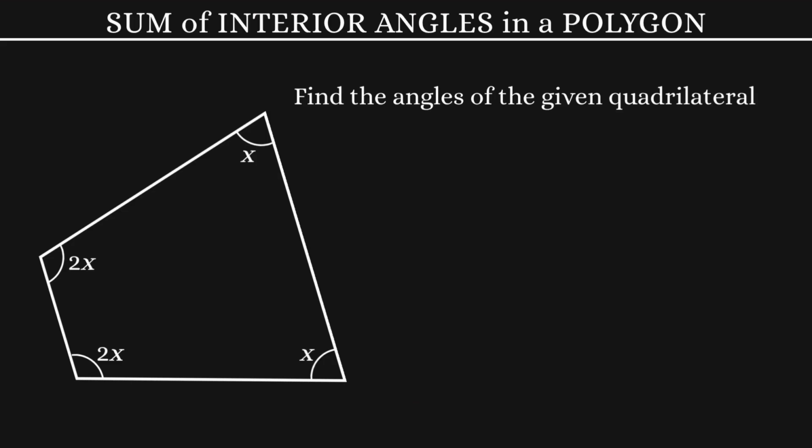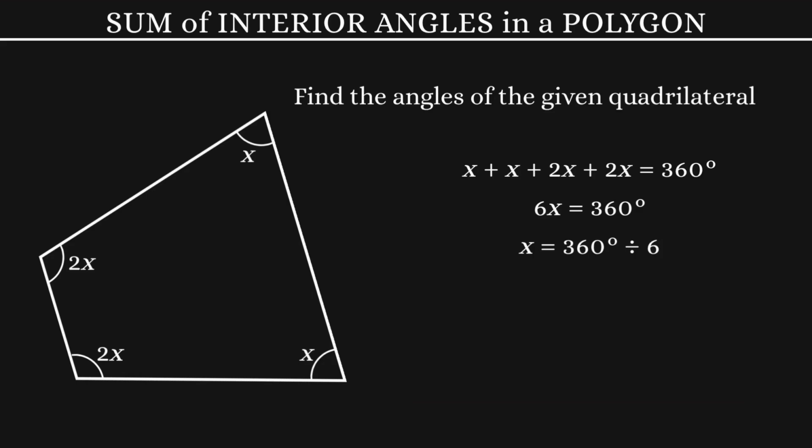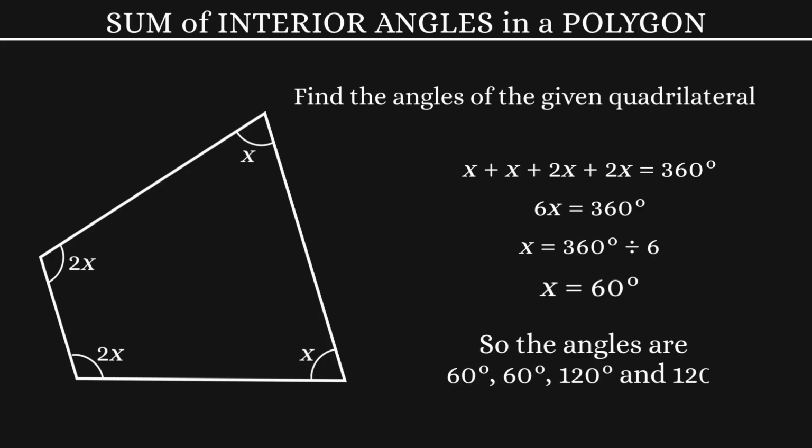We know the sum of angles is 360 degrees. x plus x plus 2x plus 2x is 360 degrees. 6x is 360. x is 360 divided by 6, which is 60 degrees. So the four angles will be 60 degrees, 60 degrees, 120 degrees and 120 degrees.